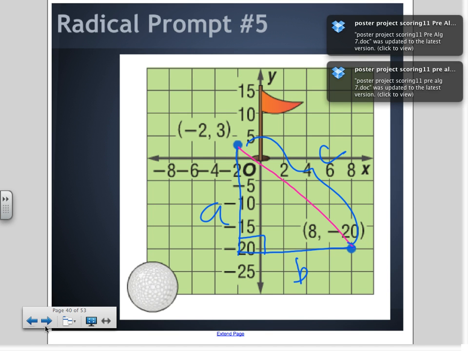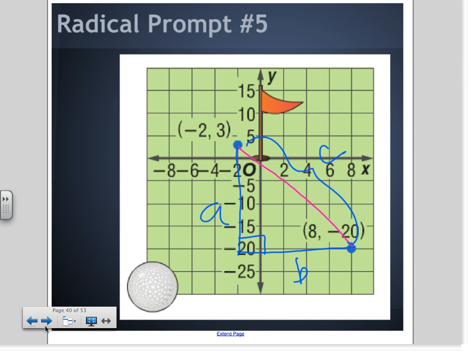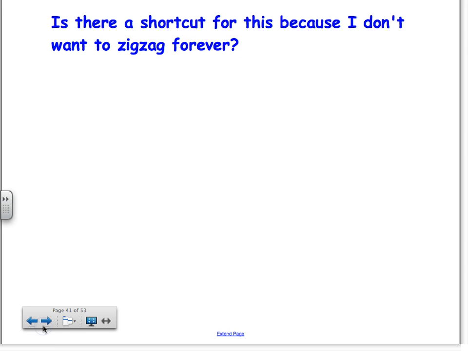How do we find our rise and our run? Subtract. Okay, very good. So we're getting somewhere. Think about this. Here's the question: is there a shortcut for this? Because I don't want it to be exact forever, meaning rise and run. And there is. Watch this.